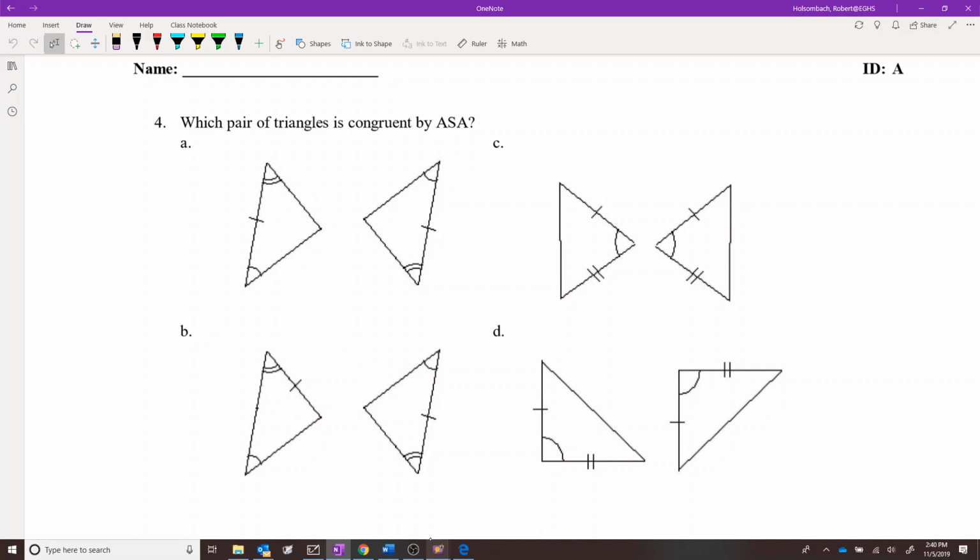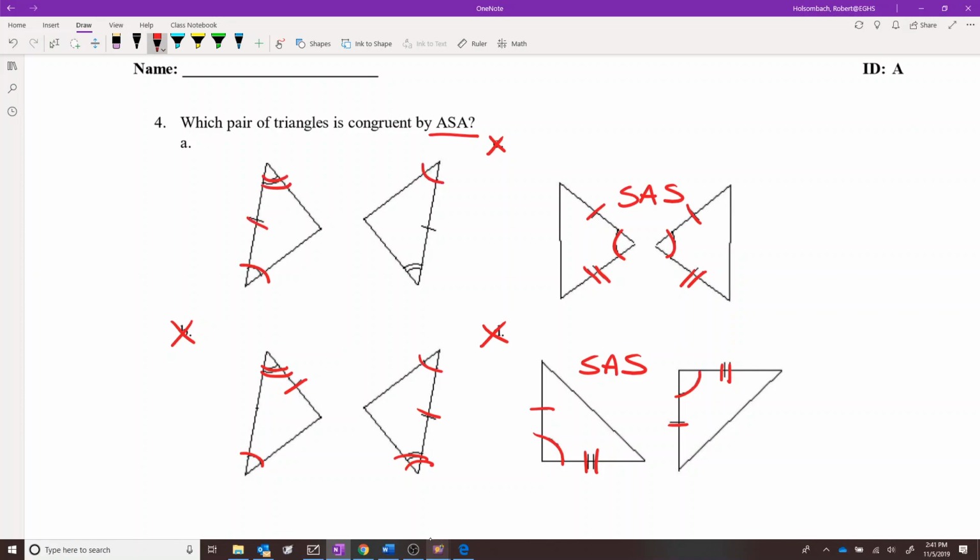Number 4 asks which pair of triangles is congruent by angle, side, angle. I'm going to start down here with answer choice D. You're given a side, an angle, and a side, congruent to a side, an angle, and a side. So these are SAS. In answer B, you've got an angle and a side, and then you've got an angle, a side, and an angle. So those two aren't congruent by anything. Answer C, side, angle, and a side, congruent to side, angle, and a side. That's another case of side, angle, side. That won't work. And in answer choice A, you have angle, side, and an angle, congruent to angle, side, and an angle. So answer A is your only correct choice.